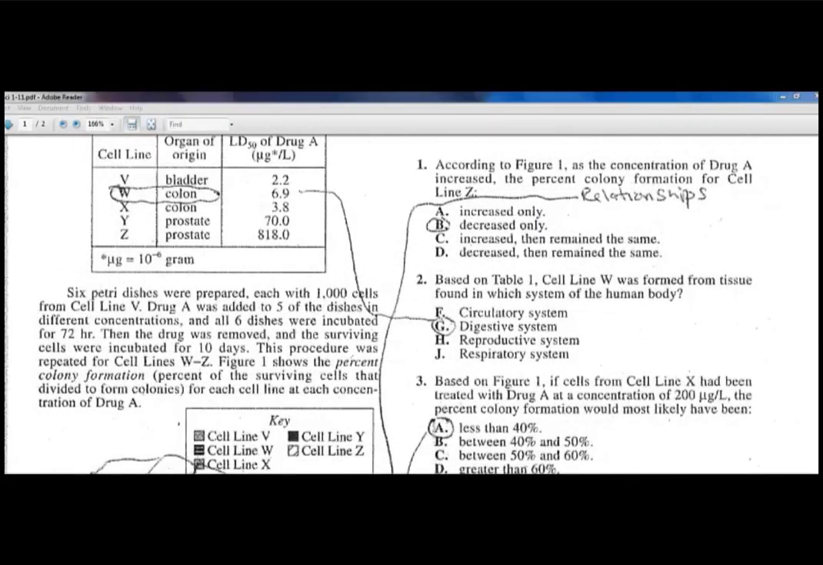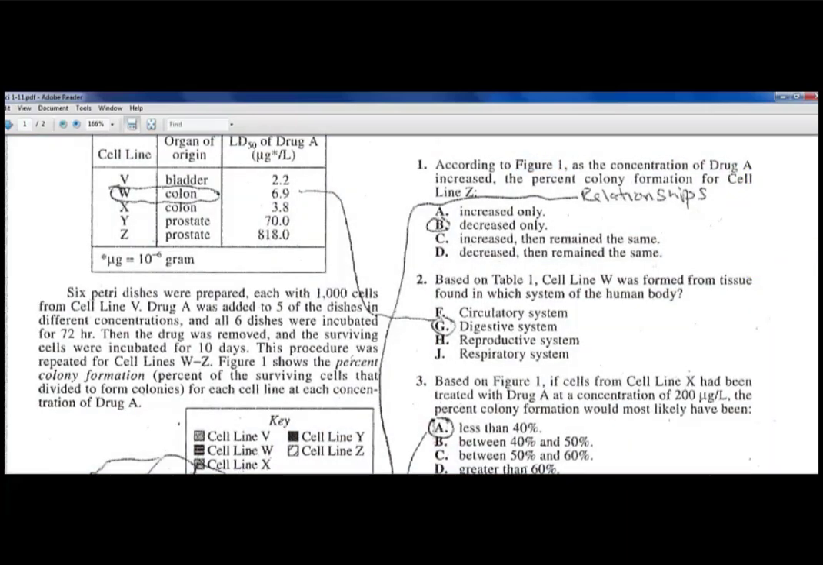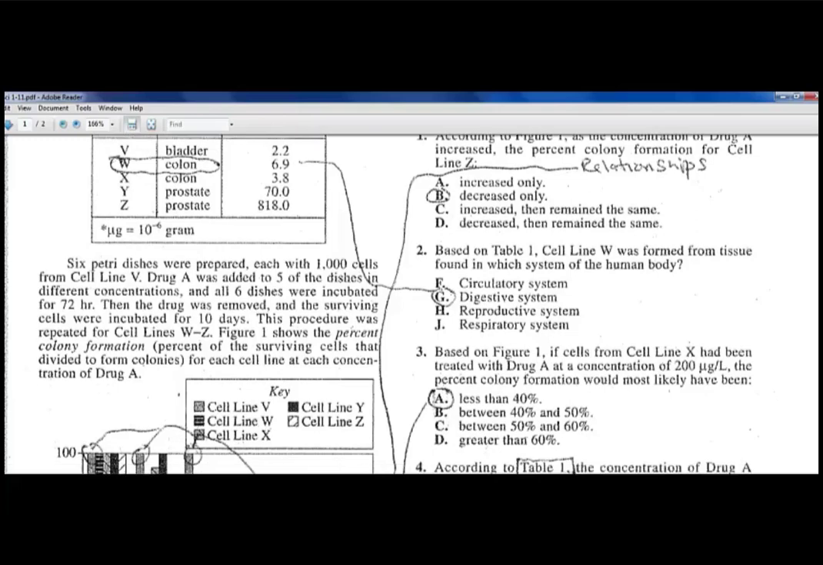Test 68C, Science Practice Problem number 1. Number 1 says, according to Figure 1, as the concentration of drug A increased, the percent of colony formation for cell Z did what? First thing we want to do is go to Figure 1, and we want to look at the concentration of drug A. So when we come down over here, we're going to compare that to the cell line Z.